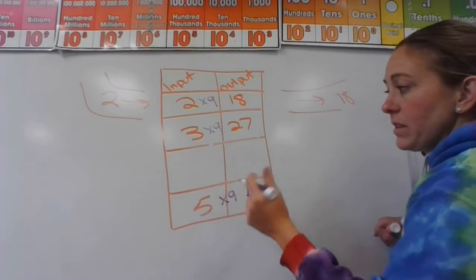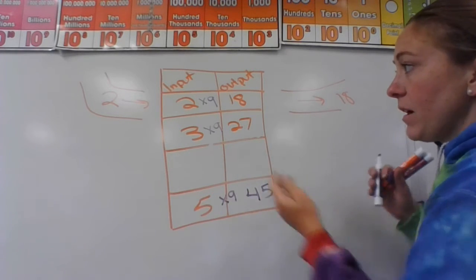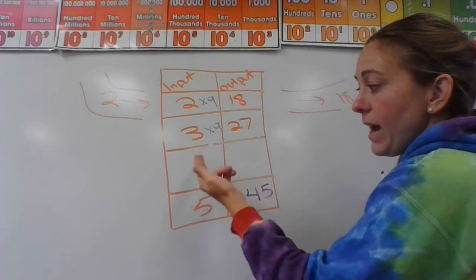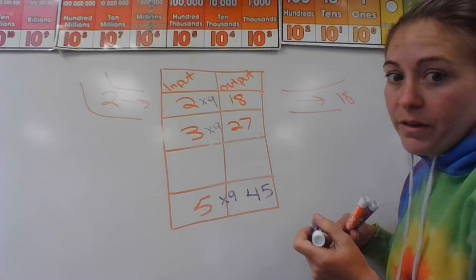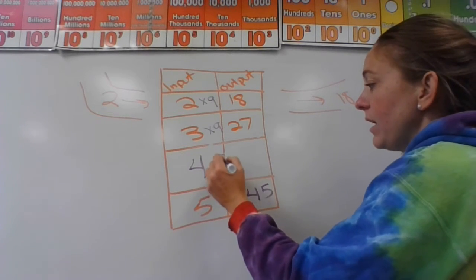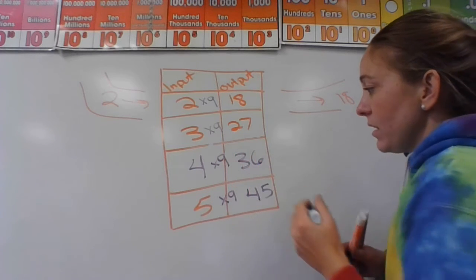Notice I skipped this one because there's nothing here, because I couldn't figure out the pattern yet, 2, 3, but now I've got 2, 3, 5. What has to be here between 3 and 5? Probably 4. So 4 times 9 would be 36.